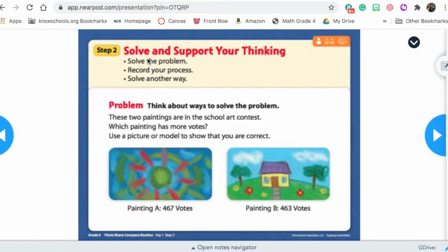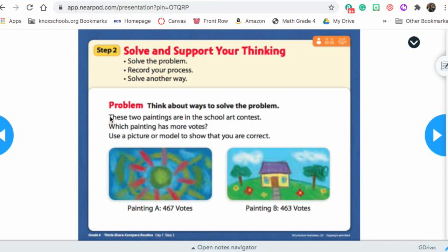Okay, now it says solve and support your thinking. Solve the problem, record your process, solve another way. Now, you are going to go ahead and solve it. We're not going to worry about solving it another way at this time, but you do need to record your process, which means that you're going to show it in that model or picture.